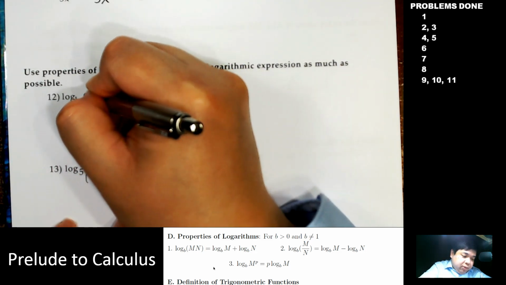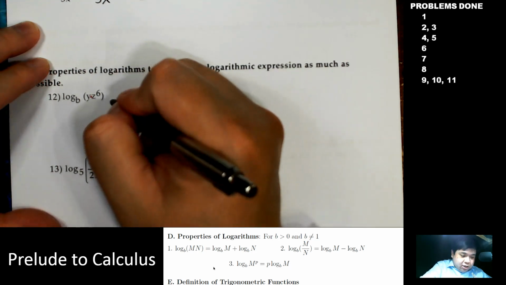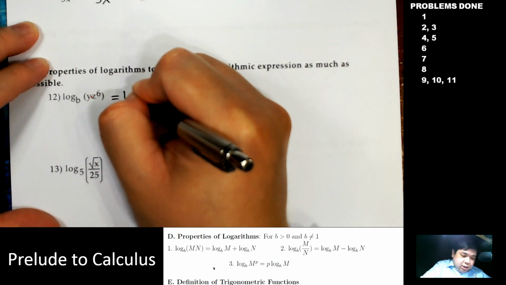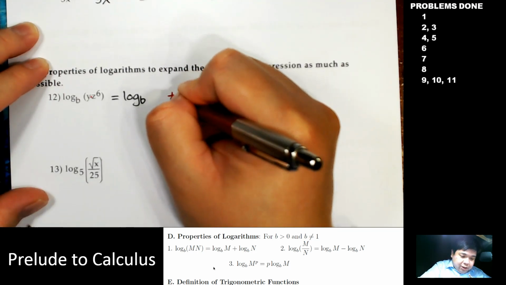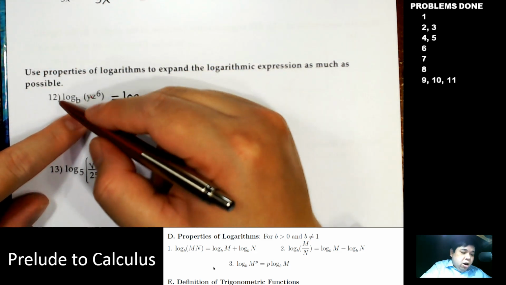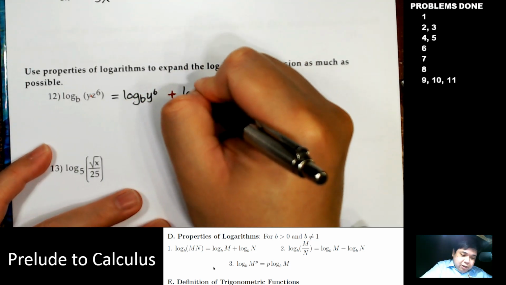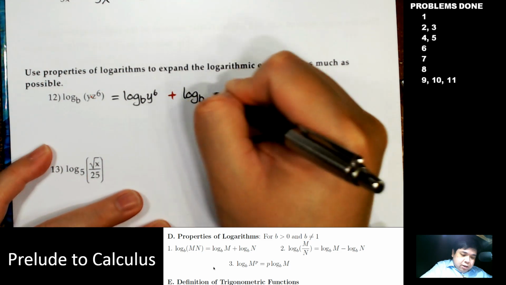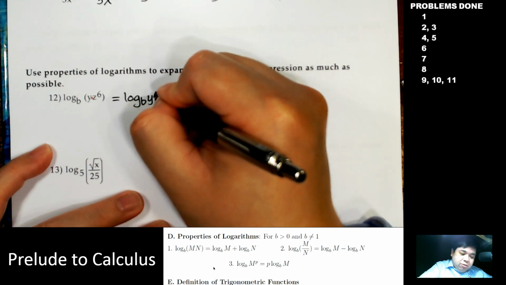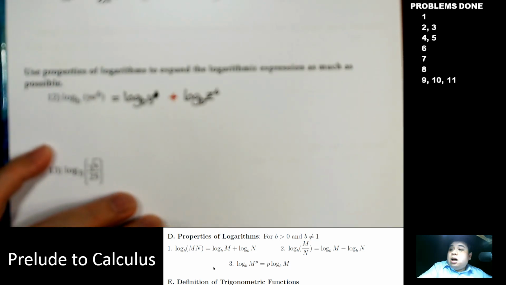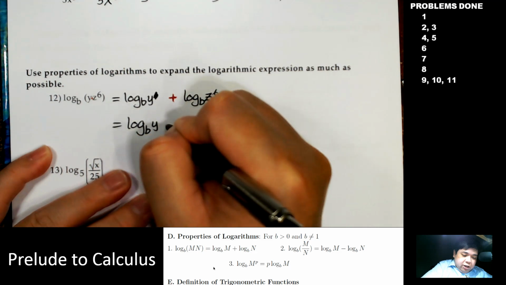So the first one is if we have log of a product, we will turn this into a sum. So a log of a product turns into a sum. Except the power here is only for the z, so there's nothing here. It'll be just that. Log base b of y plus.